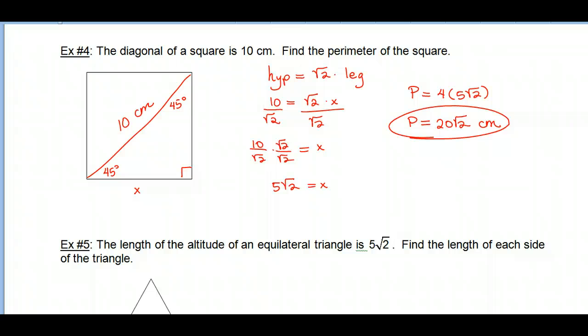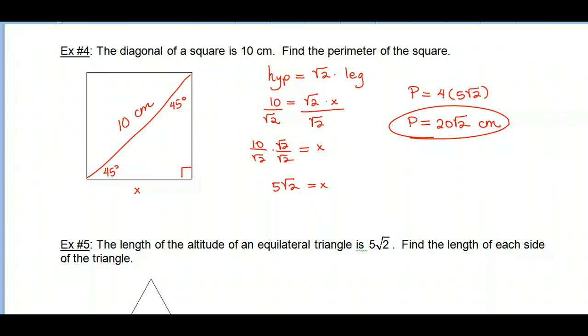What if I gave you a side of root 2? The leg? If the leg was root 2, then the hypotenuse would be 2. Isn't that the very first example we did? 1 root 2.